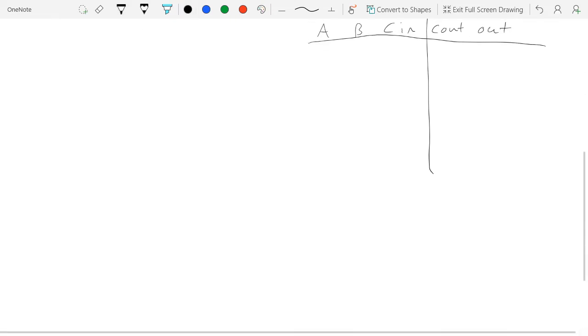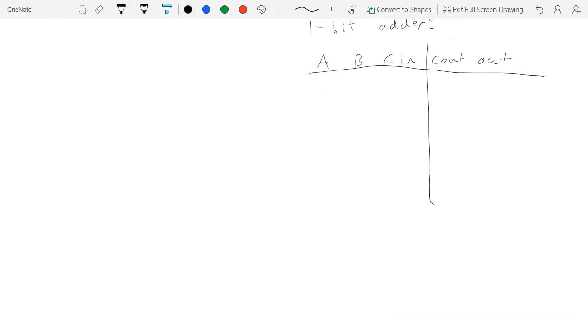Like all truth tables, we want to cover all possible combinations of inputs that we could use here. So we want to make sure we've got all of our inputs covered. Since we're dealing in binary, this is base 2. We can have 0 or 1. That can be our input combination.